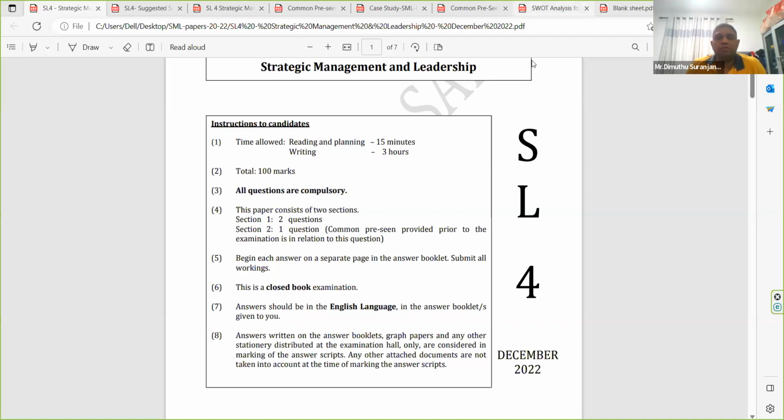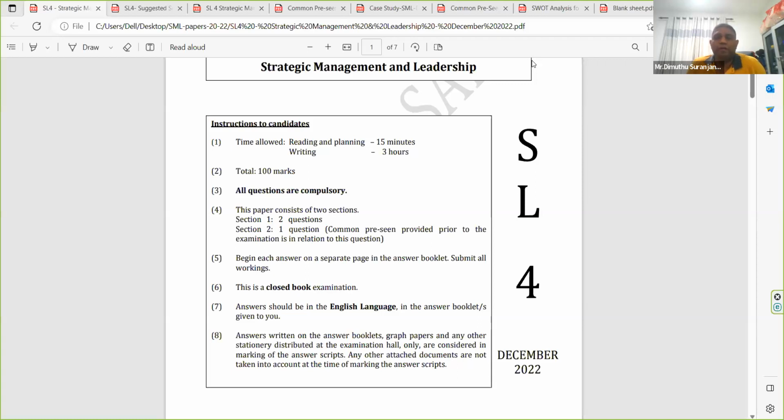Right. When it comes to the mode of the examination, this is not an open book exam. This is a closed book exam. So you can get an idea about the difficulty of the paper when it is a closed book examination.